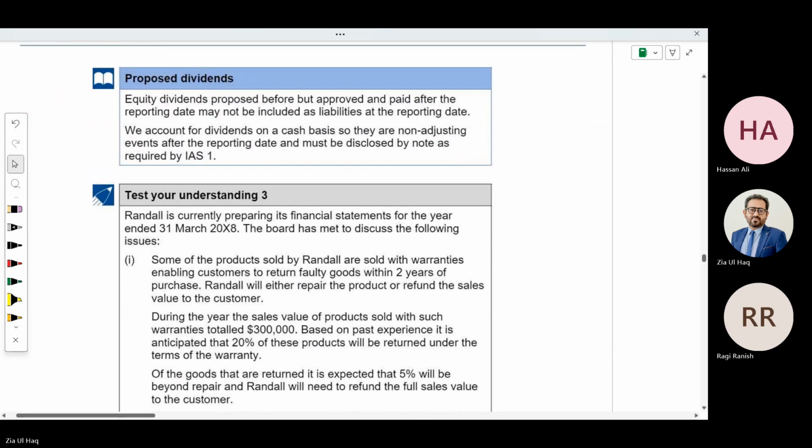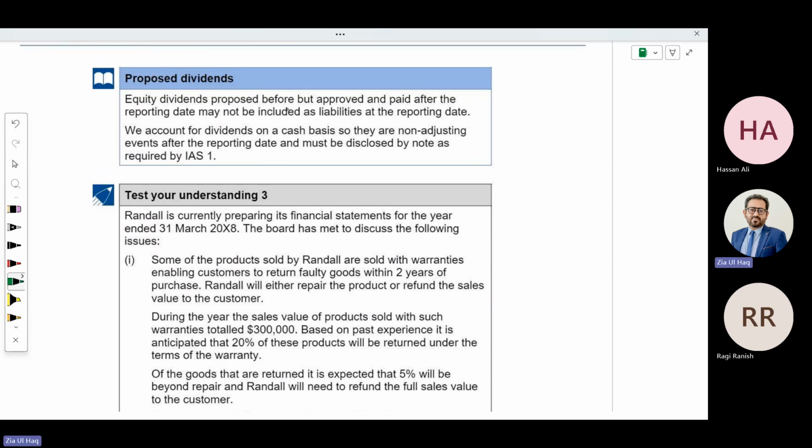Dividend. Post year end dividend. Is that adjusting event or non-adjusting event? Suppose, me, director, company propose like we will pay dividend to the shareholder by this amount. If it is not approved by the management, we should not record in the financial statement. If it is approved, then it is adjusting, we need to record in the financial statement.